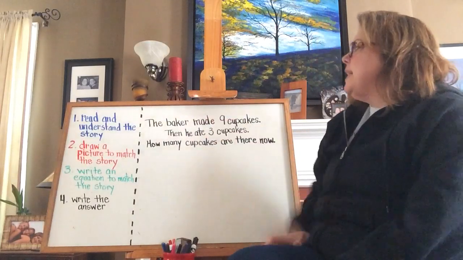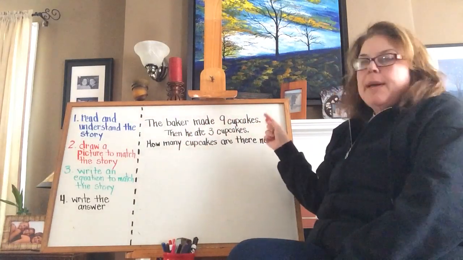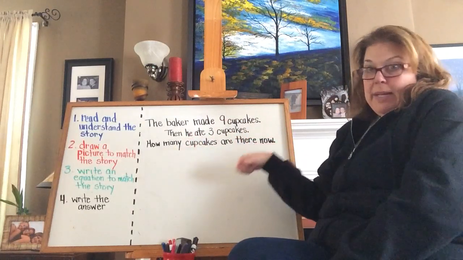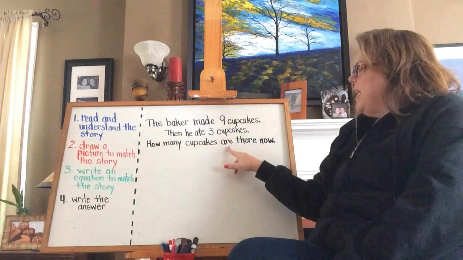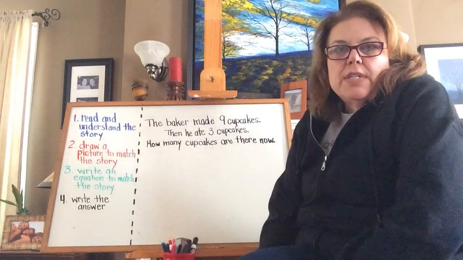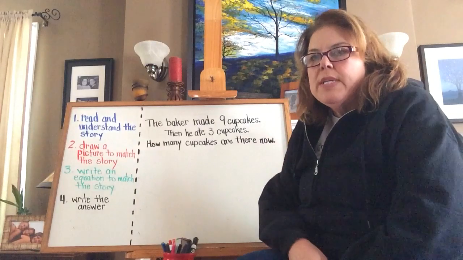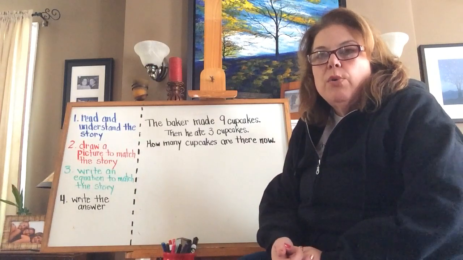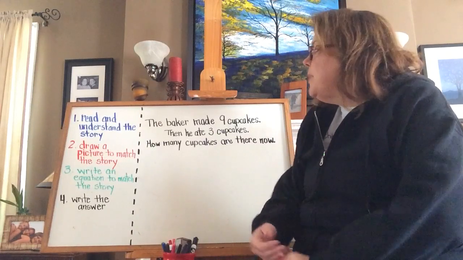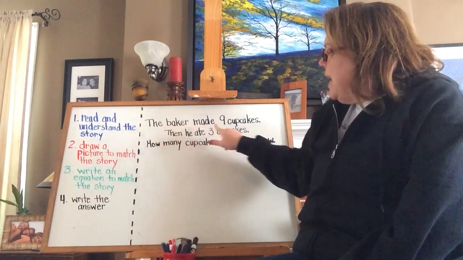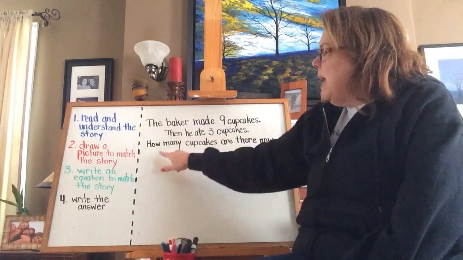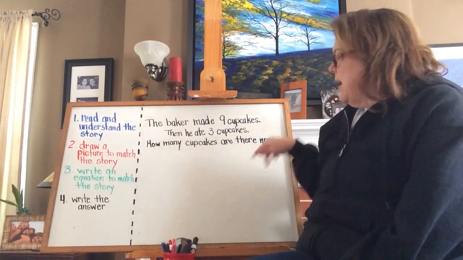Our story today says, the baker made 9 cupcakes. Then he ate 3 cupcakes. He must have been hungry. How many cupcakes are there now? So remember, the first thing I want to do is make sure I understand the story. So I'm going to read it one more time and then try to tell it in my own words. If I can tell it in my own words, it means I understand the story. It says, the baker made 9 cupcakes. Then he ate 3 cupcakes. How many cupcakes are there now?